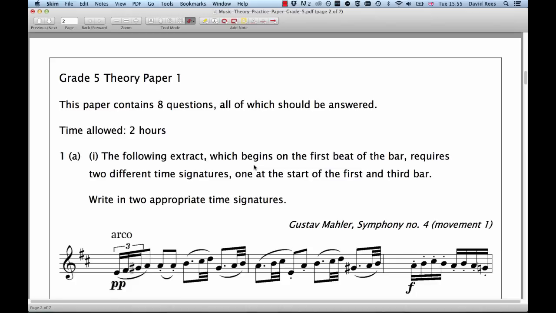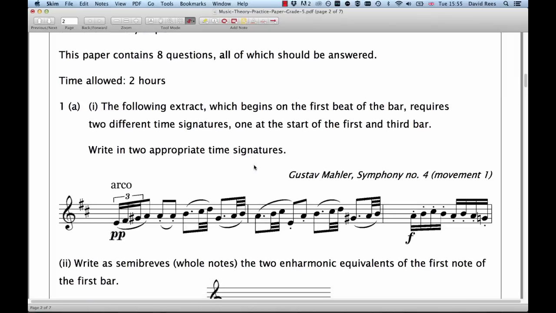Okay, so it says this paper contains 8 questions, all of which should be answered. The time allowed is 2 hours. Hopefully we won't need 2 hours together. Question 1 says the following extract, which begins on the first beat of the bar, requires 2 different time signatures, one at the start of the first and third bar. Write in 2 appropriate time signatures.